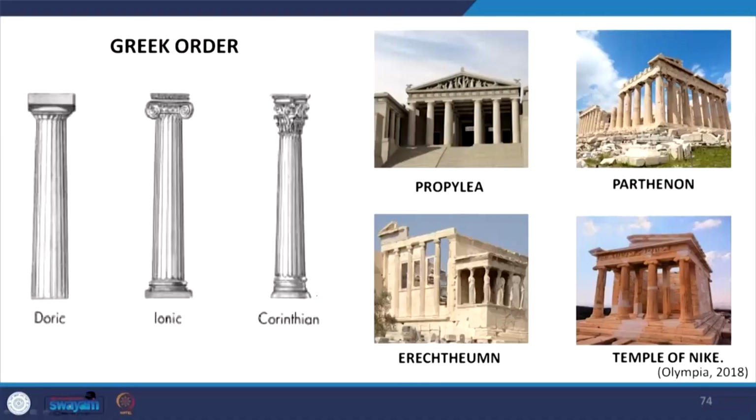Here you can see in the image the Greek orders, Doric, Corinthian, and Ionic orders in the buildings, the Propylaea, the Parthenon, the Erechtheum, and the Temple of Nike together forming the Acropolis. These orders and combinations of forms are examples of their logical orders derived from the natural world that allowed man to live in harmony with the natural environment.